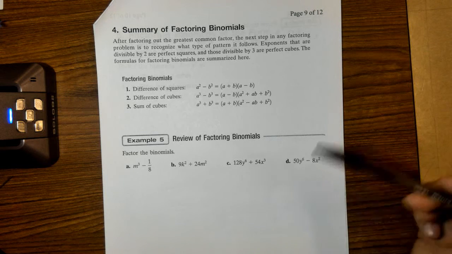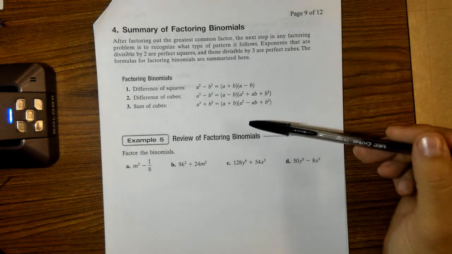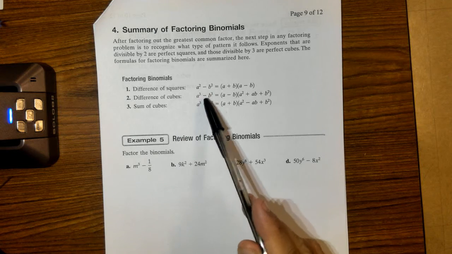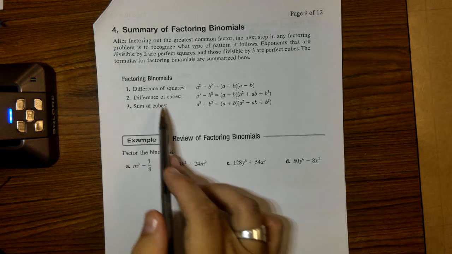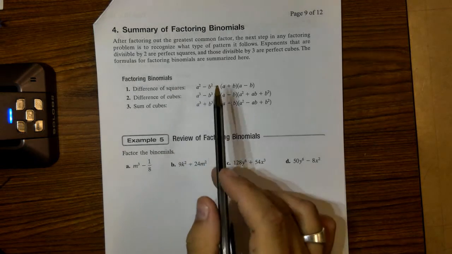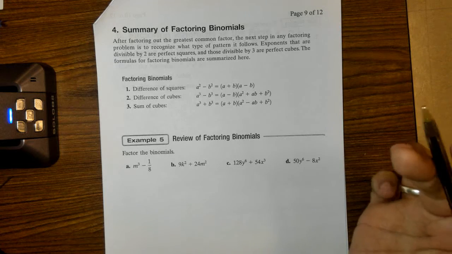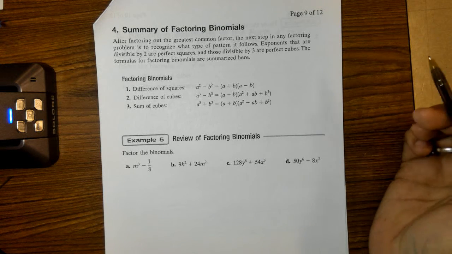So for example 5, this covers the summary of all of our binomials that are special to be factored. So difference of squares, difference of cubes, sum of cubes. The one that's not here is sum of squares, because sum of squares is not factorable. It is prime over the real numbers, so there is no way to factor sum of squares further.